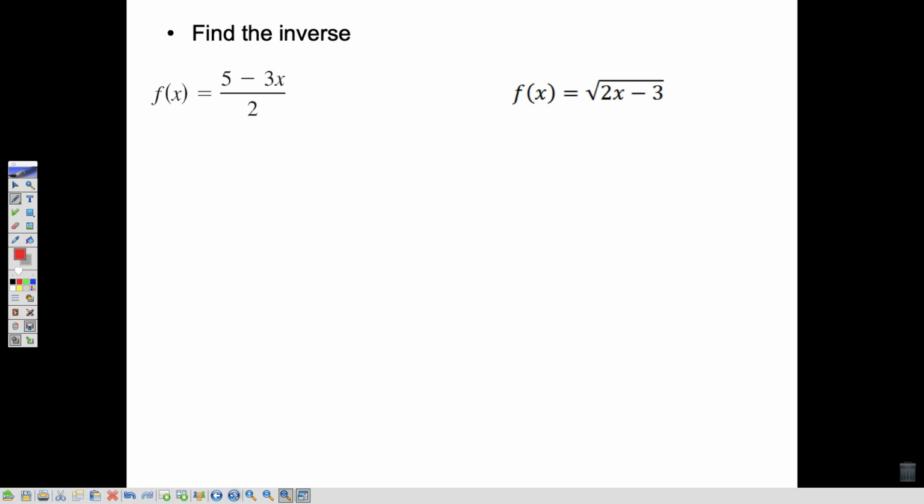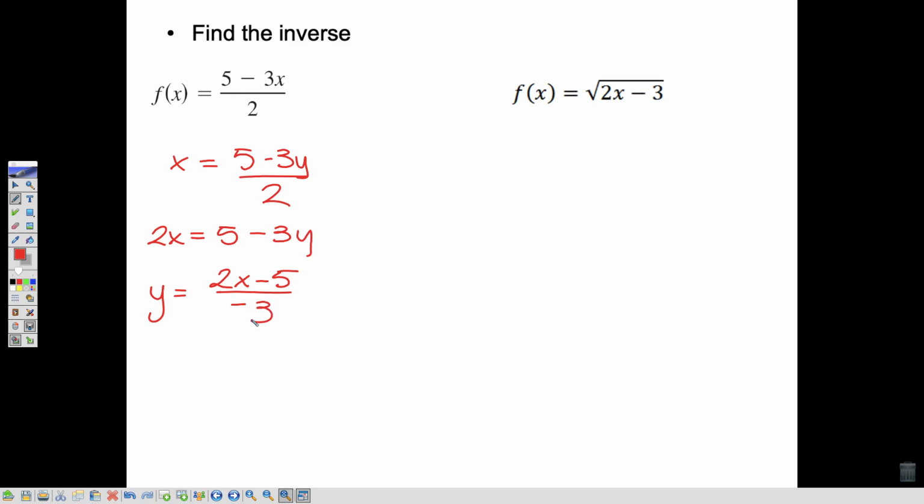Okay, what'd you do first? You switch the x and y. So it's gonna be x equals 5 minus 3y over 2. Yes? Now I just have a basic algebra problem. And you multiply by 2. Subtract 5 and divide by negative 3. Wait, so you multiplied x and that fraction by 2? Yeah, you multiply both sides by 2. It reduces here. Okay, so that's my inverse.